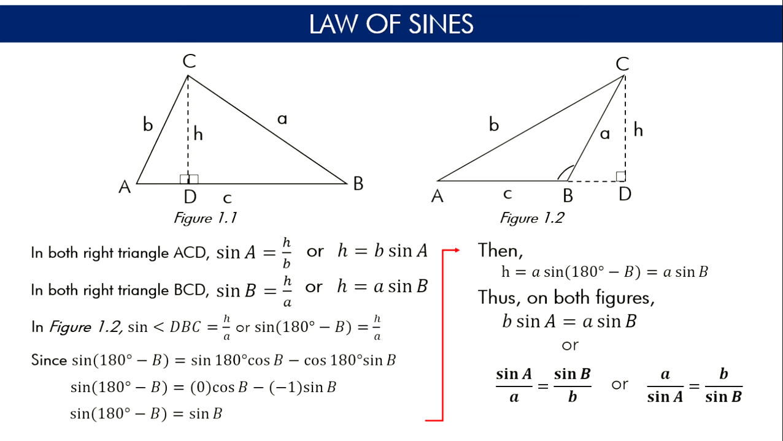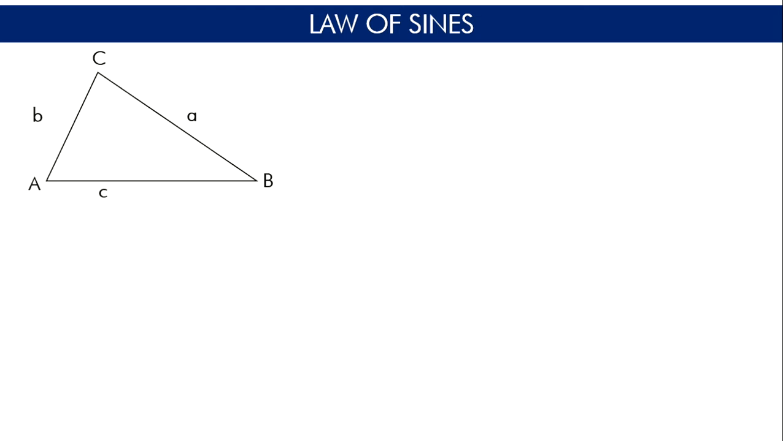In a similar manner, we can draw a perpendicular from B to AC to obtain another trigonometric ratios from this figure. So let's focus on figure 1.1. Again, from B, it's perpendicular to AC, and it forms a right angle, obviously. From this, we can have the trigonometric ratios again. The length of BD here is h.